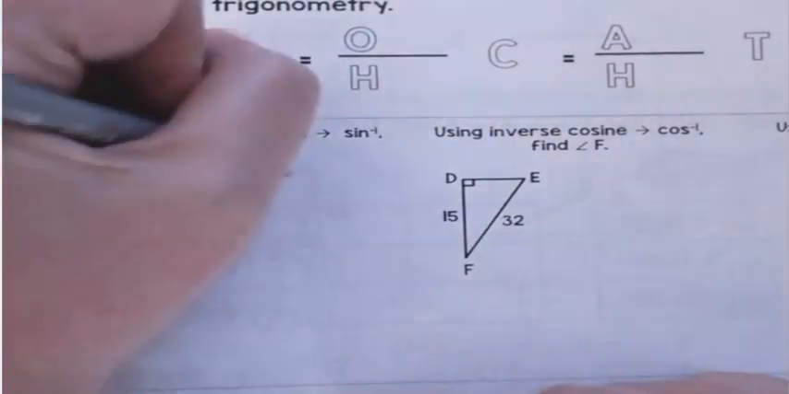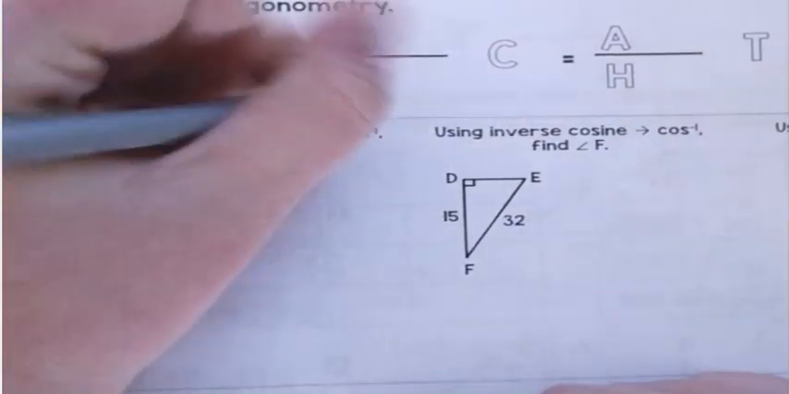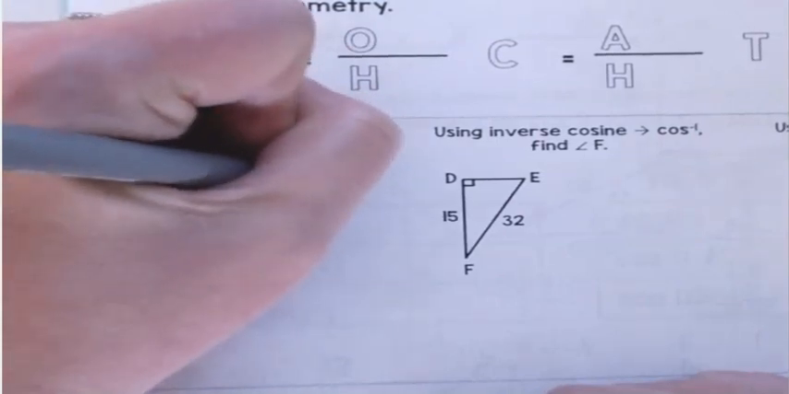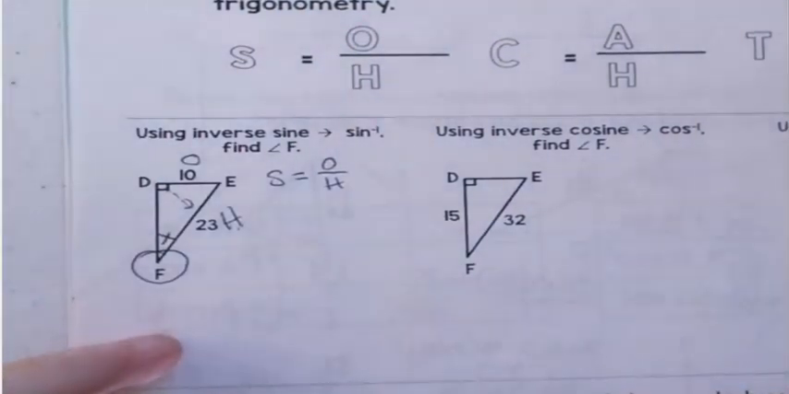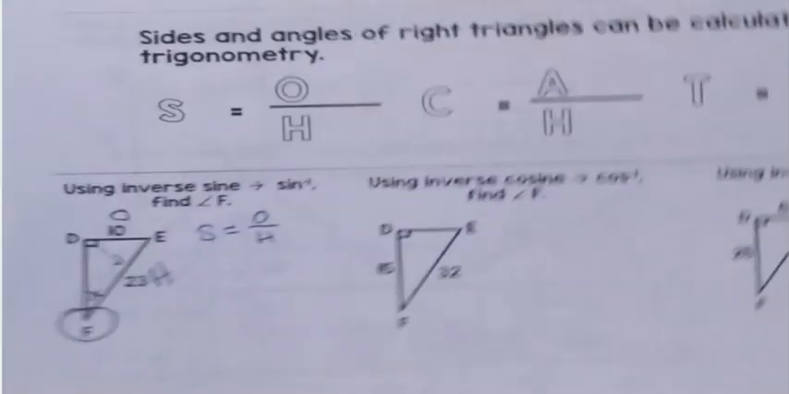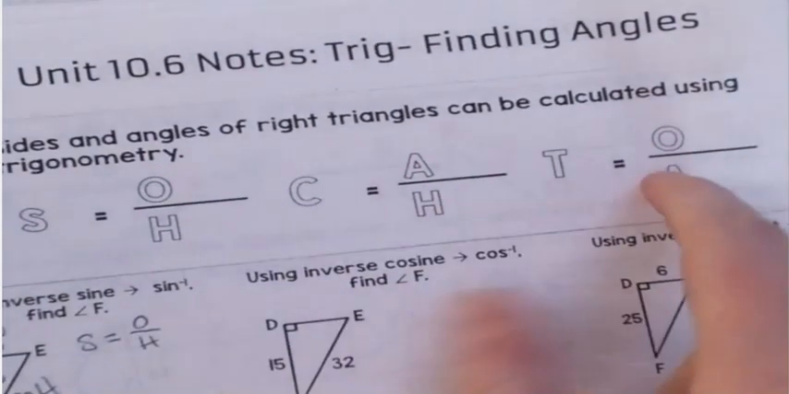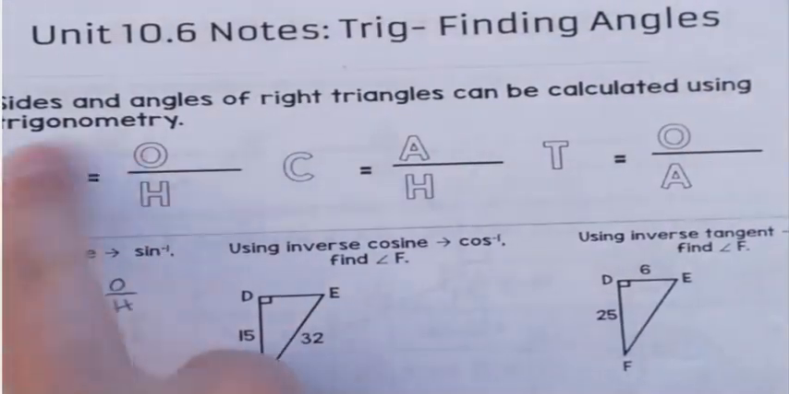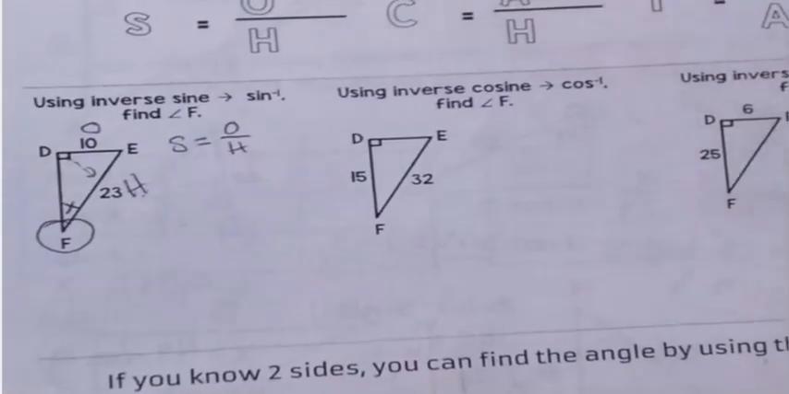But we have O and H, so I don't know if you remember, but some old hippie, it means that we're going to use sine. So now, once you have labeled your triangle and figured out, all right, I have O and H, you're going to look back up here, and you're going to figure out which one of these only has O and H, and that's where I got sine. Okay, so you are using sine.